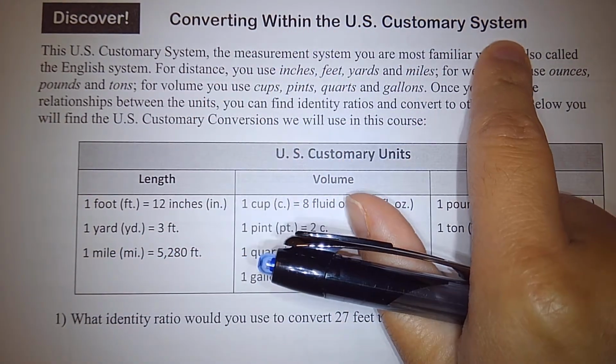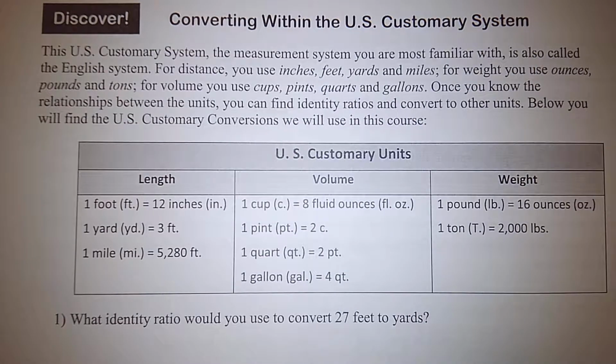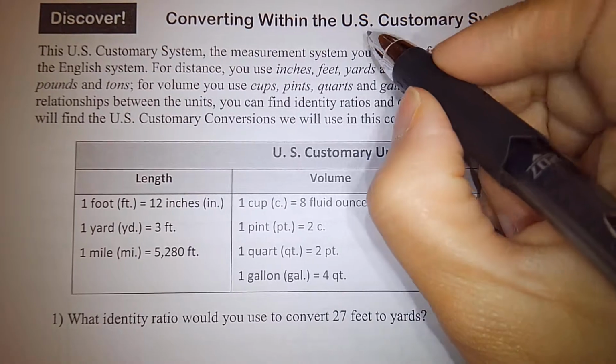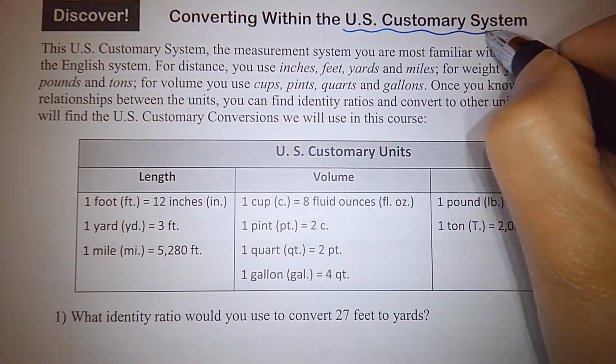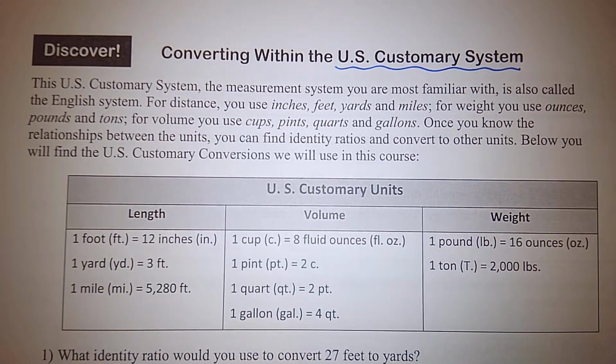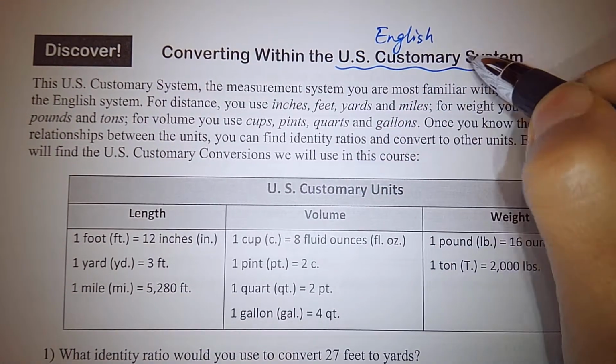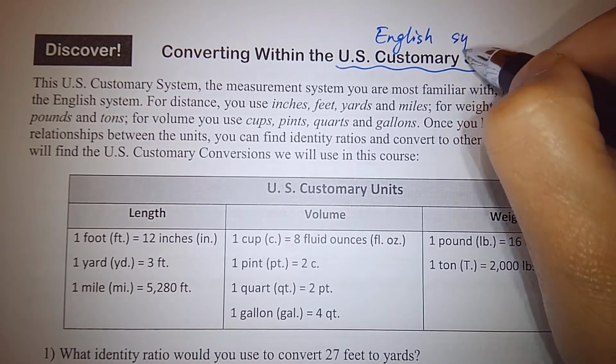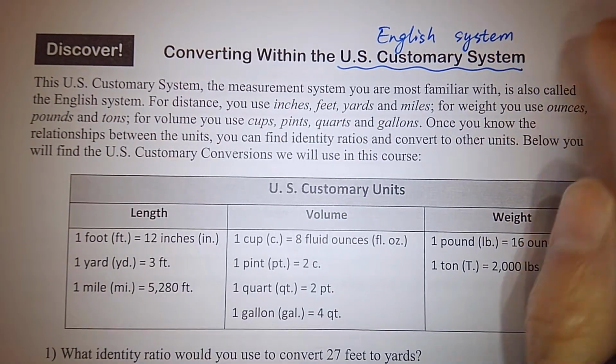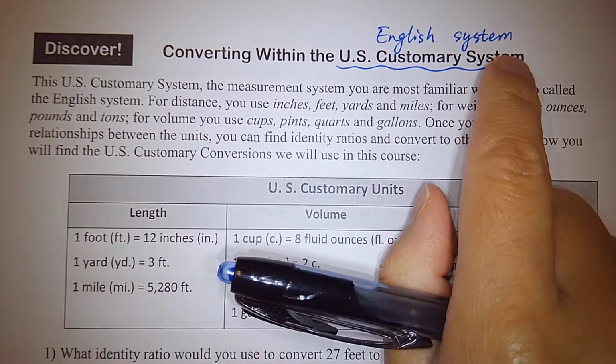customary system. You know that in this world, there are two big branches of systems. One system is called what? The U.S. customary system, or from the older version of the textbook, we call this the English system. So how can we understand the English system?